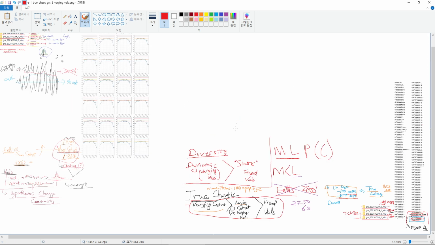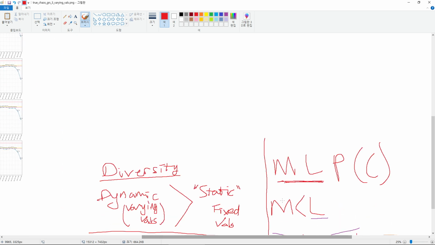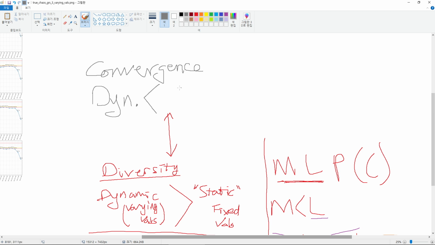But quite obviously, or this may not be true, but I'm guessing it is very likely to be true when it comes to convergence, as in the spread of entities, or lack thereof. Dynamic is worse than static.